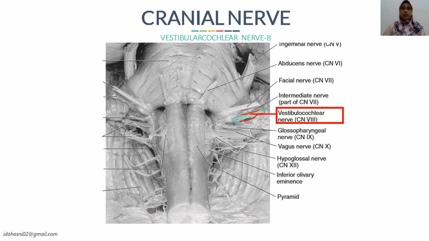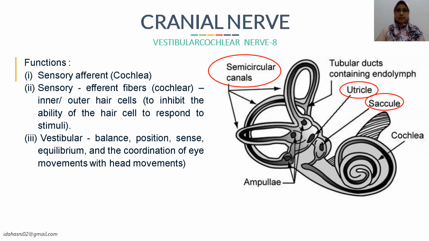Next is cranial nerve number 8, which is the vestibulocochlear nerve. The 8th cranial nerve is located laterally at the brainstem. The cochlear portion of this cranial nerve is exclusively afferent sensory, which originates from the cells in the spiral ganglion located in the cochlea. The efferent part of the cochlear fibers synapses on the inner and outer hair cells, and its function is to inhibit the ability of the hair cells to respond to stimuli.